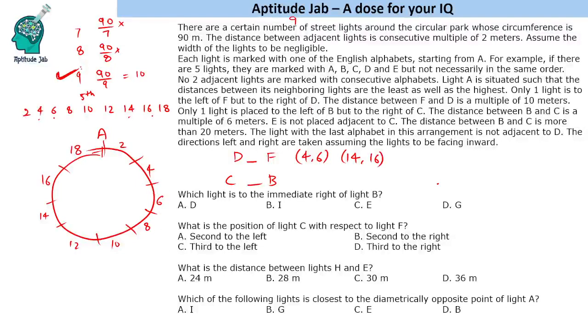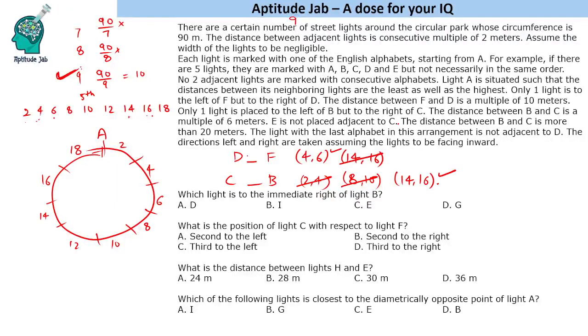Okay, second is the distance between B and C is a multiple of 6. So B and C can be 2, 4, which is a multiple of 6. Then you have 8 and 10, which is a multiple of 6, right? 12, 14 is not a multiple of 6. 14, 16, 30 is a multiple of 6, right? So these are the possibilities. Then the very next line says the distance between B and C is more than 20 meters. In this case you get 6, in this case you get 18. So 14, 16 is this.